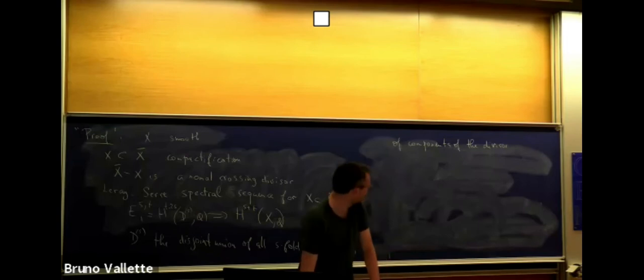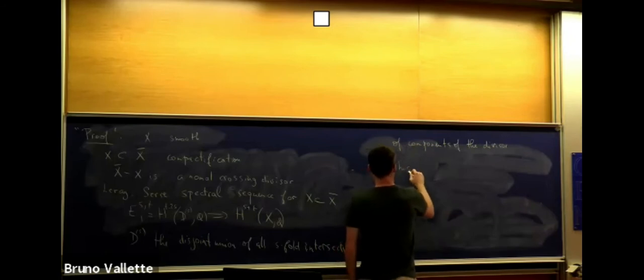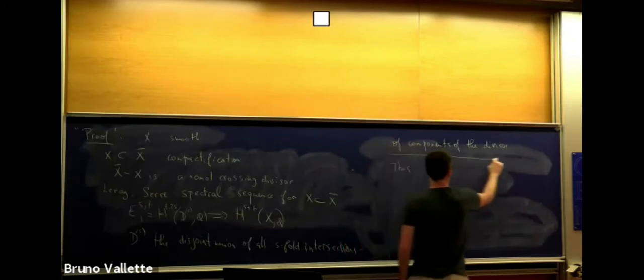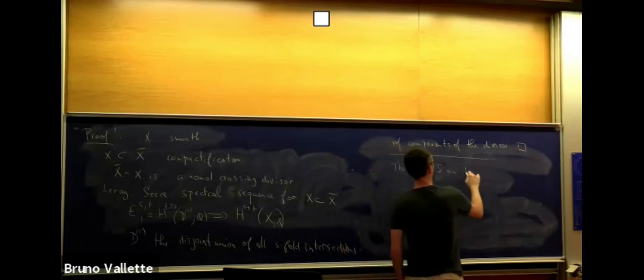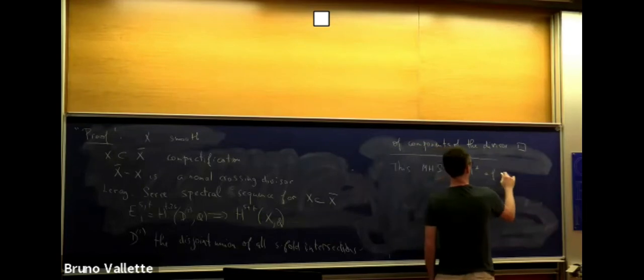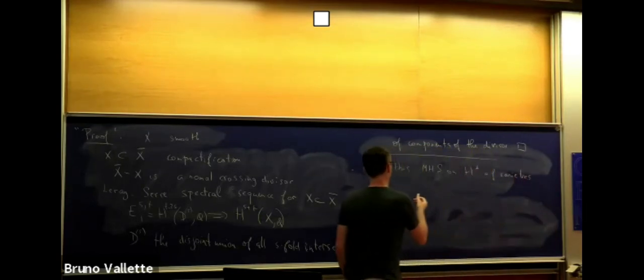Yeah, and maybe one last thing I'm going to say. So this is the end of my proof. One last comment is that this mixed Hodge structure on the cohomology of varieties is also compatible with the Künneth isomorphism.